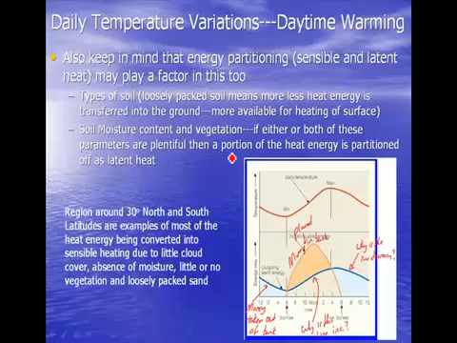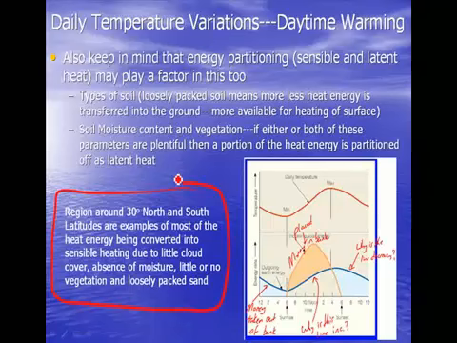Now, one thing I'd like to point out down here, notice that the region around 30 degrees north and south latitudes are examples of where most of the heat energy is being converted into sensible heating. We talked about this being areas where there are deserts, very little cloud cover, little or no moisture, little or no vegetation.